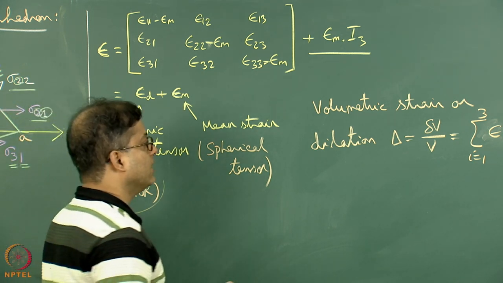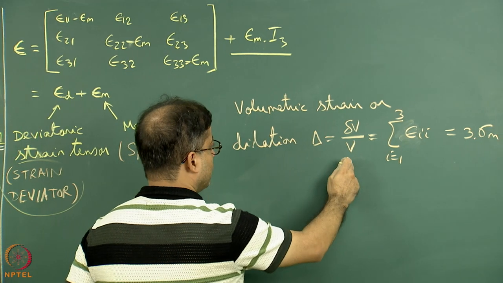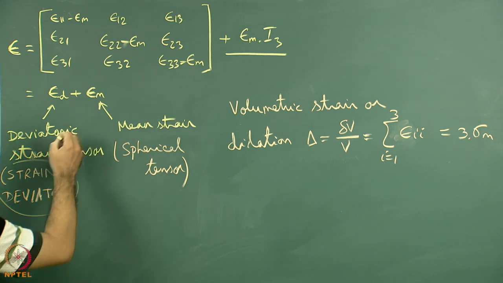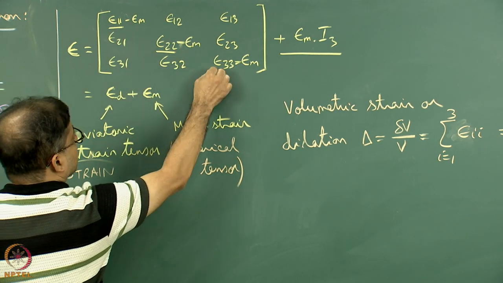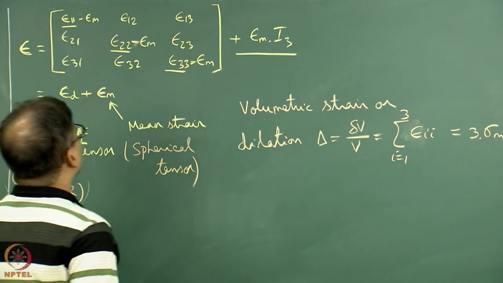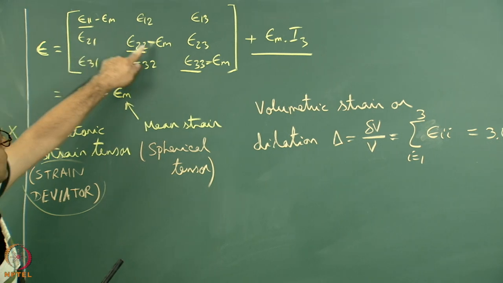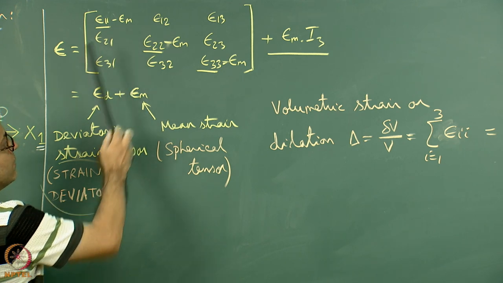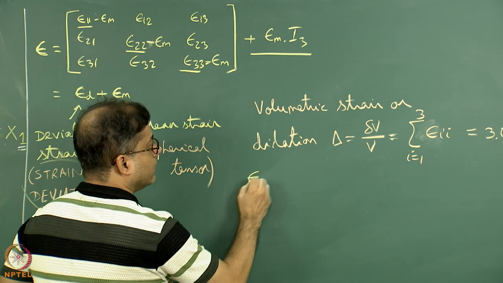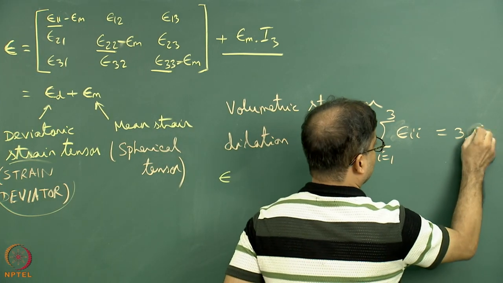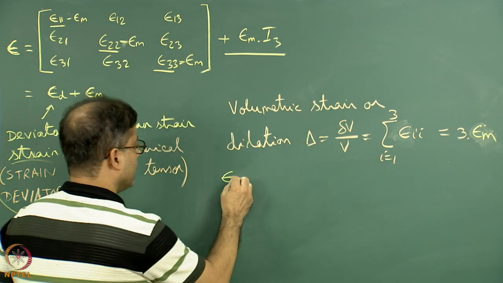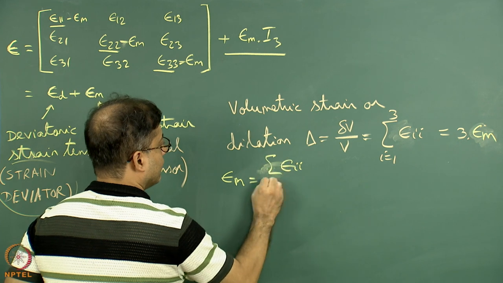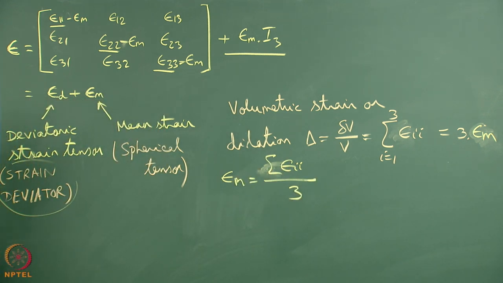Now volumetric strain or dilation is given by delta equal to change in volume per unit original volume, which is the sum of epsilon 11, epsilon 22 and epsilon 33. Basically, if I sum only these elements, I will get the volumetric strain. We cannot subtract any number arbitrarily to define the deviatoric strain tensor. Rather, we need to subtract the mean strain value. So needless to mention, this has to be epsilon m. Epsilon m is given by epsilon ii summed and then divided by 3.